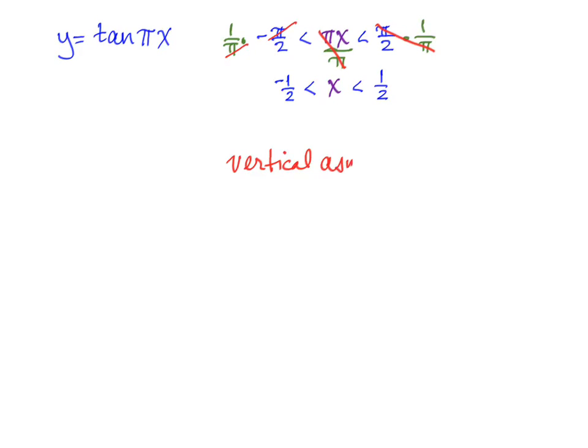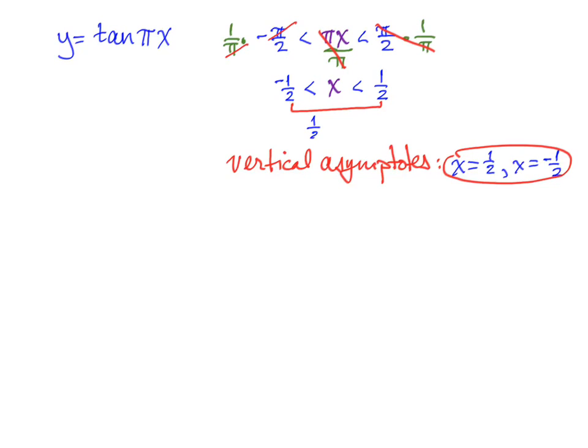The first vertical asymptote is x equals negative 1/2, and the second one is x equals positive 1/2. I just wrote them in the wrong order, but that's okay. When we get ready to sketch the graph, we'll sketch those two vertical lines first, so they help guide the graph.